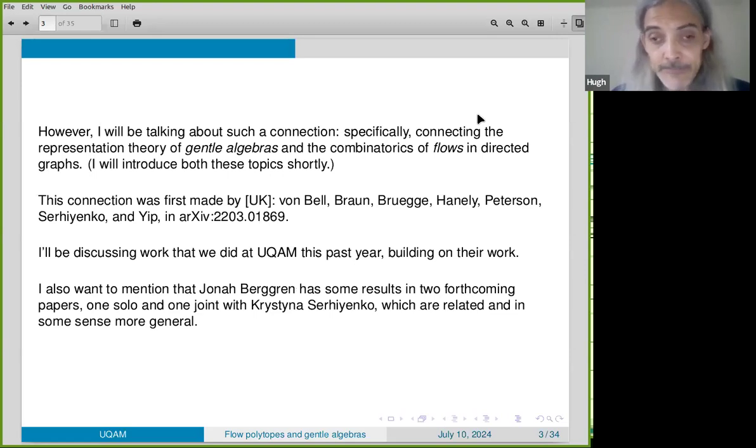So this connection between these two topics was first made by a group that I'm referring to just by the initials of their university, because it's a group of people from the University of Kentucky. And so the team consists of Von Bell, Brown, Brugge, Hanley, Peterson, Sarienko, and Yip. And their paper is available on the archive. And so they make this kind of connection that I'm talking about.